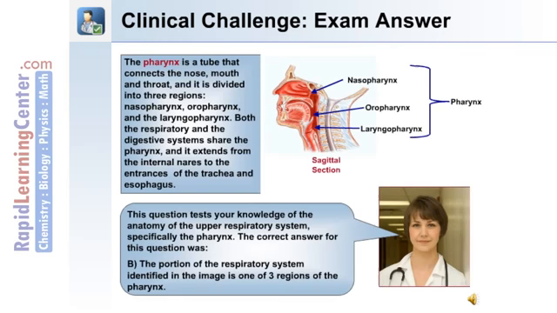Here's the answer to the question. This question tests your knowledge of the anatomy of the upper respiratory system, specifically the pharynx. The correct answer for this question was B. The portion of the respiratory system identified in the image is one of three regions of the pharynx.